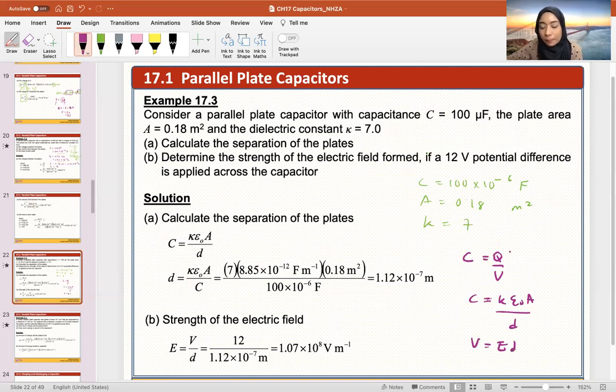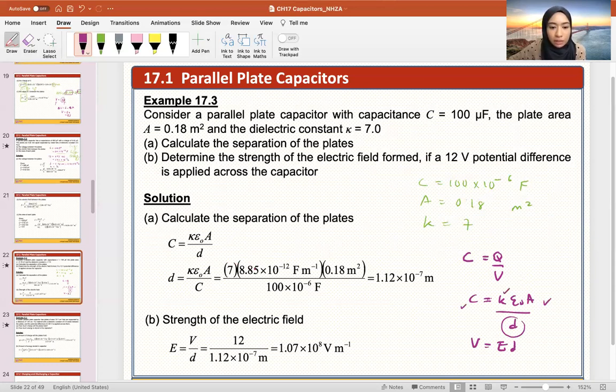Lagi tak ada kot. So yeah, related to this one lah. Okay, so Q, we want to know what is the separation. Separation is D. I have C, I have A, I have K. So I can use this equation.